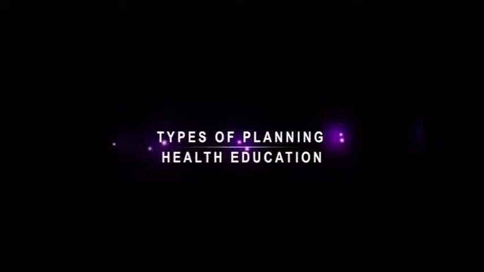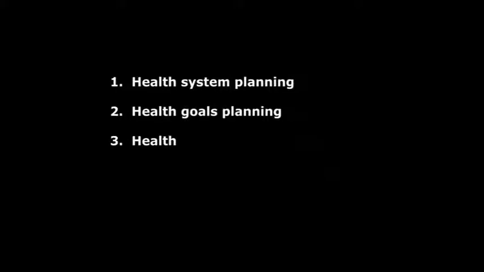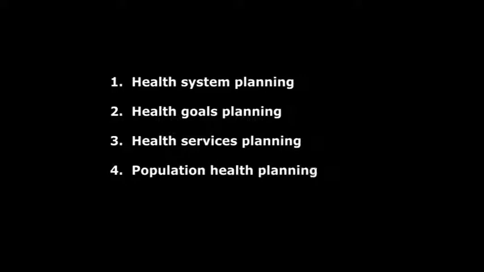After this, we have types of planning in health education. Health planning includes several specific types of planning. They are: number 1, health system planning. Number 2, health goals planning. Number 3, health services planning. Number 4, population health planning. So now we have health system planning.